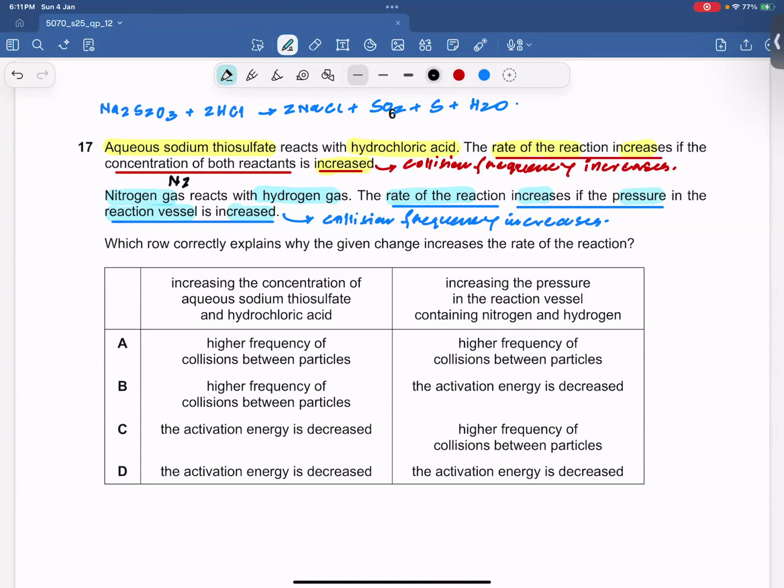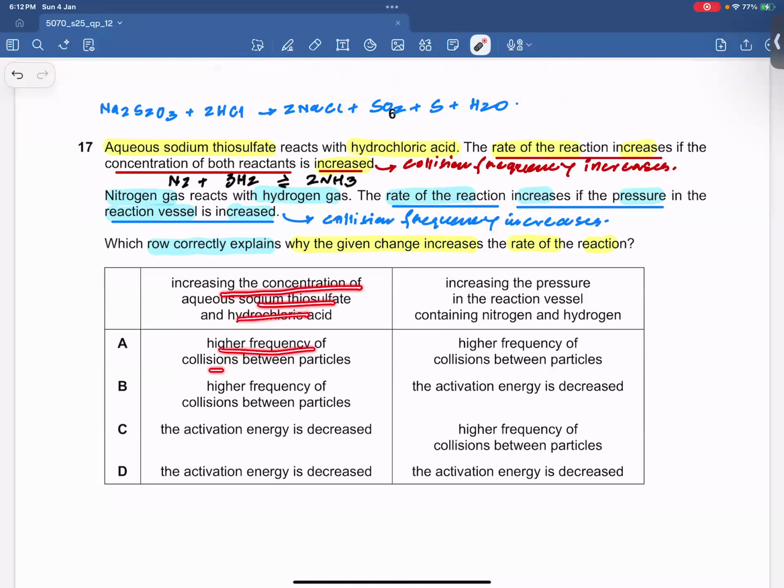And nitrogen and hydrogen react together in a 1:3 ratio to give ammonia, and that's called Haber's process. So what is the examiner looking for? Let's check. Which row correctly explains why the given change increases the rate of this reaction? Increasing the concentration increases the collision frequency between the reacting particles. So that's right.